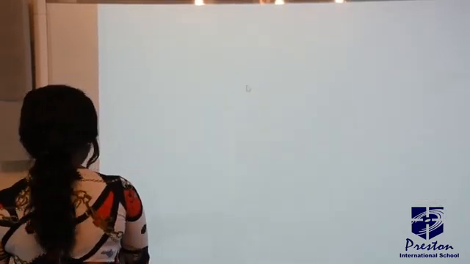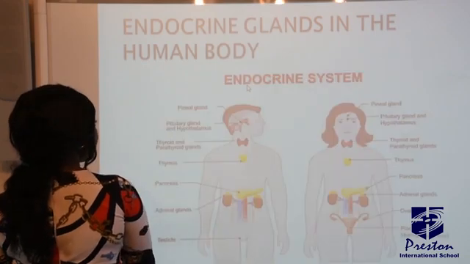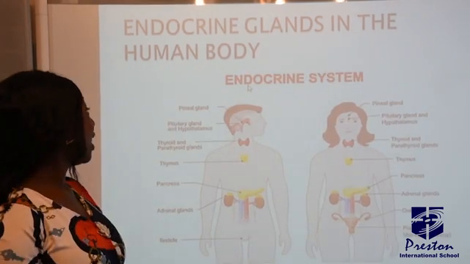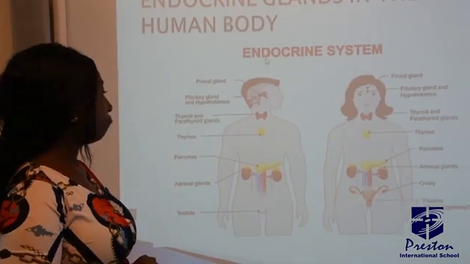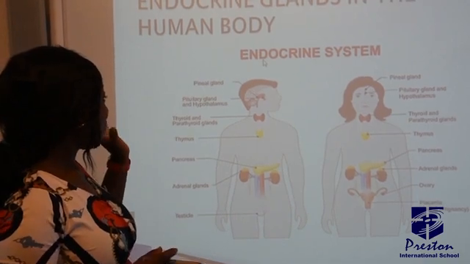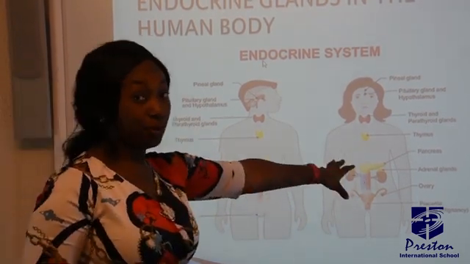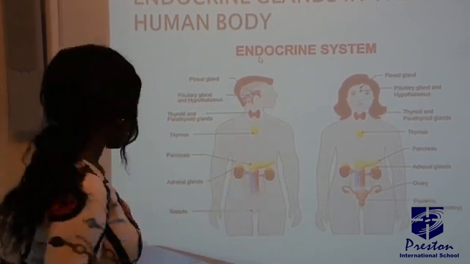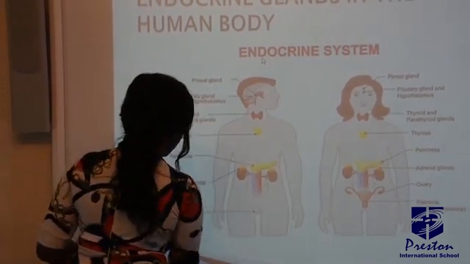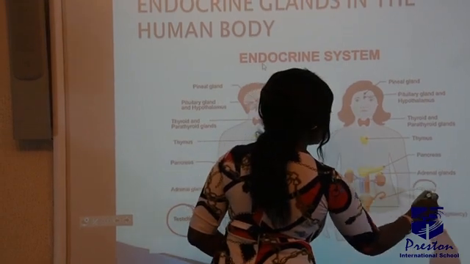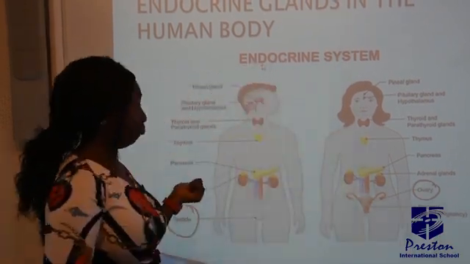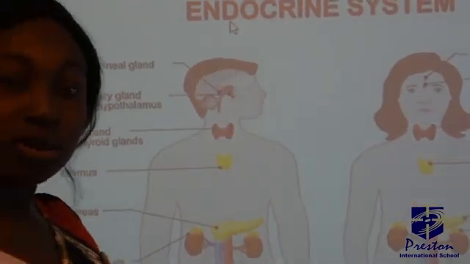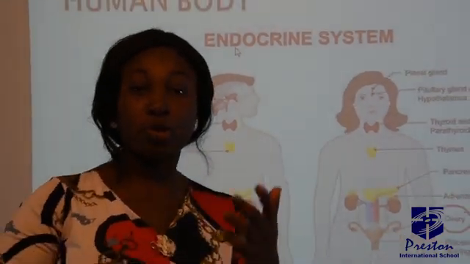Now let's go to the next slide. Endocrine glands in the human body. Now I'm presenting a male and a female. Of course, we have most of the glands the same, just the particular parts that are different are the testicle and the ovary.